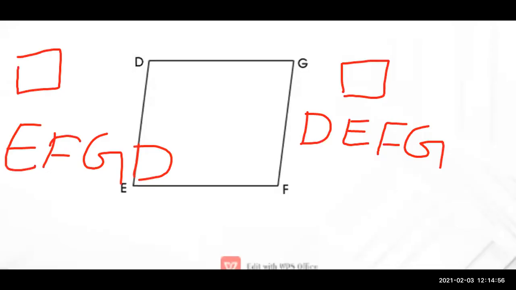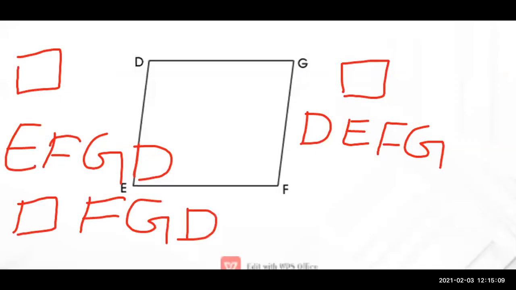Now next will be of... what? Very good. Next will be quadrilateral FGDE. Now we have taken F as our first vertex. Now what do we have to take? Very good. We have to take quadrilateral GDEF. Very good.